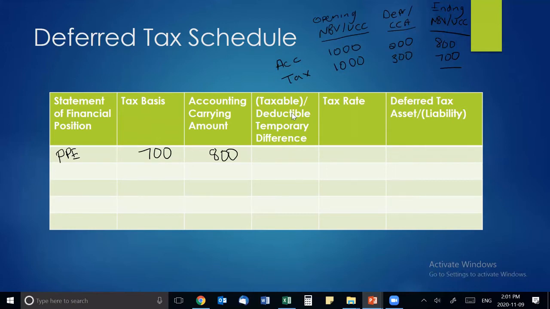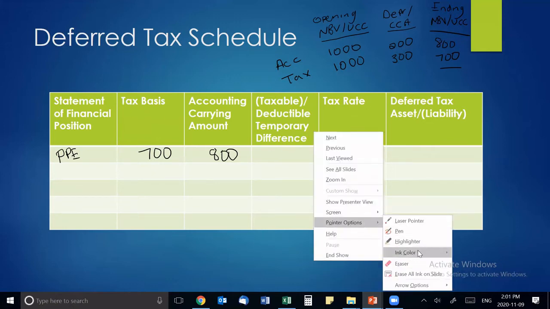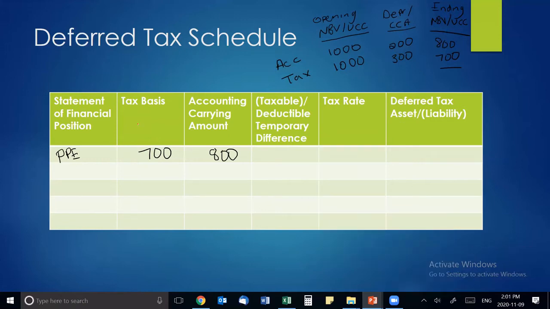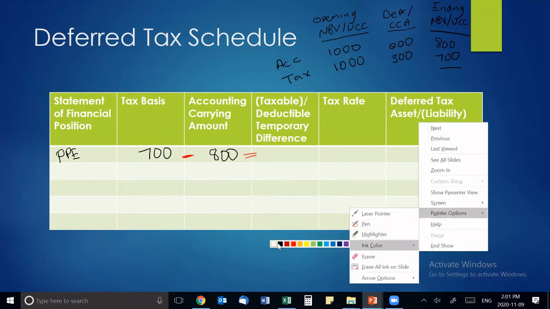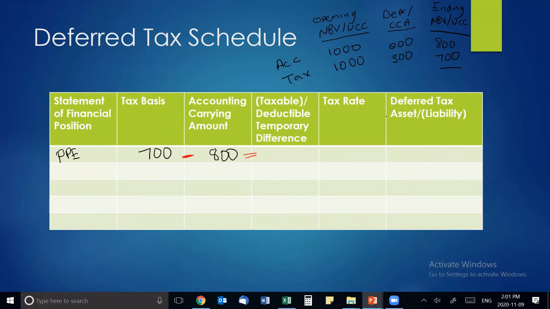To get your taxable or deductible temporary difference, you basically take your tax basis minus your carrying amount. Okay. So tax basis minus your carrying amount is going to equal your temporary difference. We have to make sure that we follow the signs. Whether it's positive or negative is very important because when we try to figure out whether this is an asset or a liability, a positive amount will be an asset, a negative amount will be a liability. So 700 minus 800 is going to give you negative 100. So that's your temporary difference here.